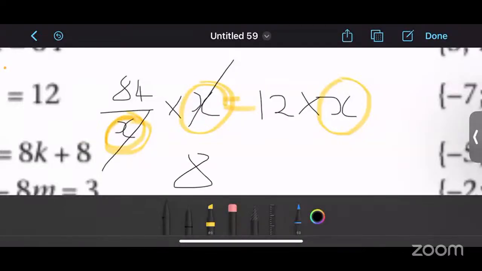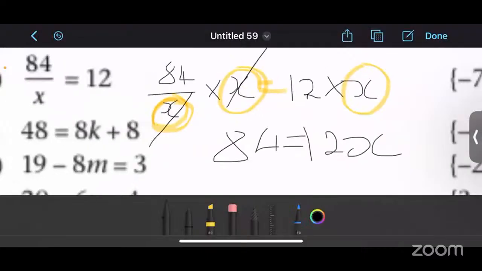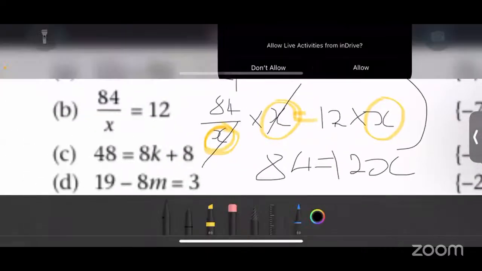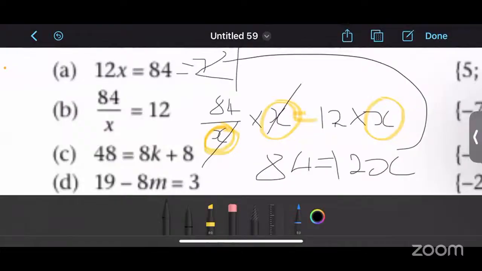So we have 84 equal to 12 multiplied by x. We know that 12 multiplied by x is equal to 12x. And then it's almost the same. Now it's not almost, but it's exactly the same as B. Now you're going to take the same steps that you took for A.